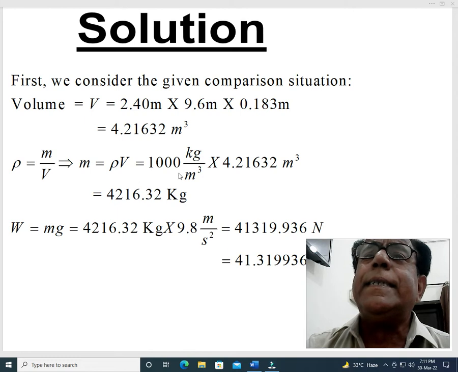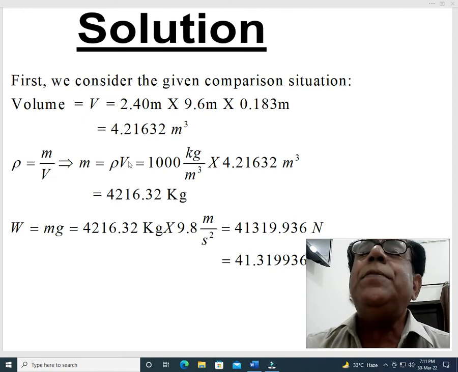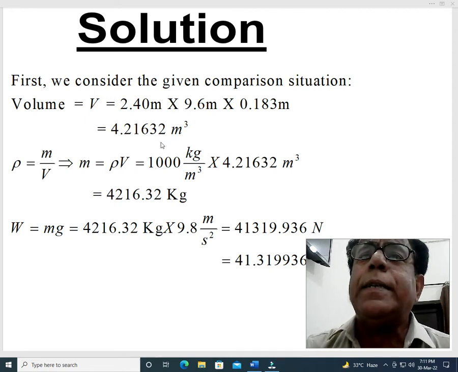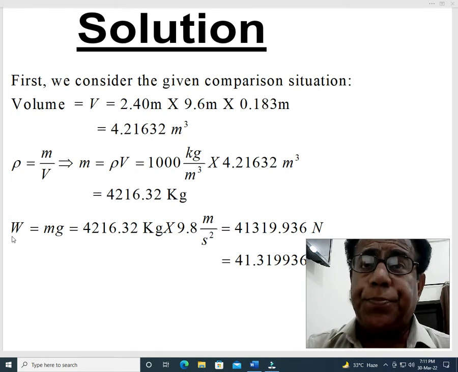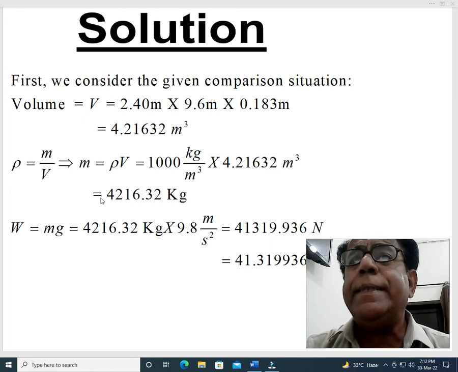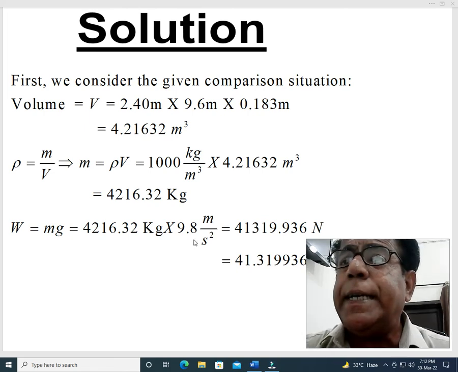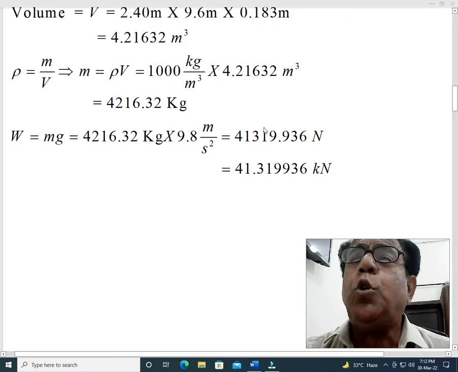Dear students, in the next stage of our problem we will show a table of densities in which it will be shown that density of water is equal to 1.0 into 10 raised to the power 3 kilogram per meter cube. So mass has become equal to so many kilogram and weight is equal to mg. M is this and g is this. This is a physical constant. We know from very earlier classes that value of acceleration due to gravity is 9.8 meter per second square.